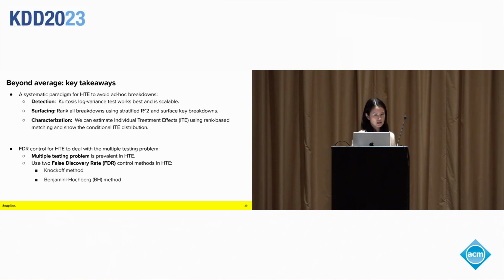The second is we should have FDR control for HTE to deal with the multiple testing problem. As the multiple testing problem is prevalent in HTE, we propose using 2 false discovery rate control methods, the knockoff method and the Benjamini-Hochberg method, in HTE.